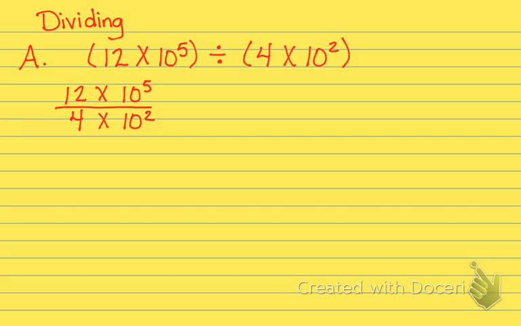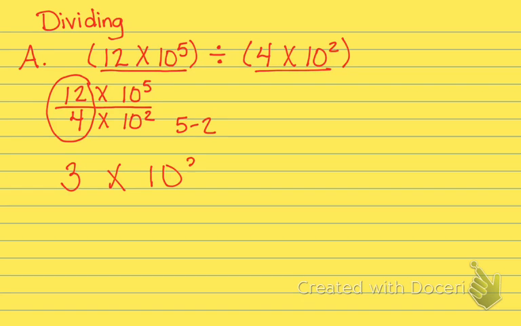Now let's go into dividing. Dividing is exactly the same way, except we use our exponent rules. When we divide like bases, we subtract the exponents. I went ahead and set these up on top of each other. So 12 times 10 to the fifth divided by 4 times 10 to the second. 12 divided by 4 gives me 3. I have like bases, so I have 10. 5 minus 2 gives me 3. Check, is it in scientific notation? Yes, it is. All right, let's try example B.